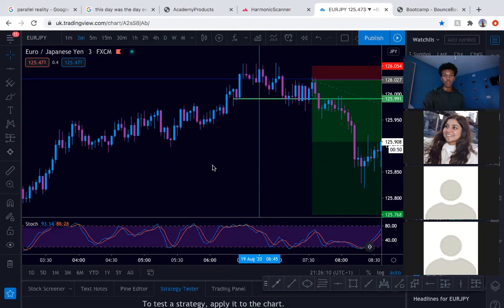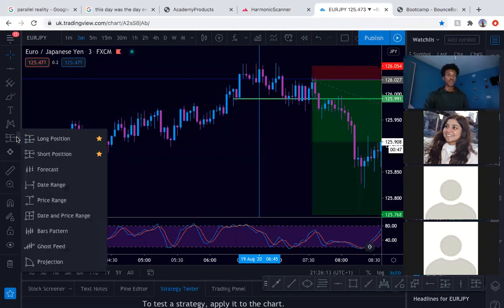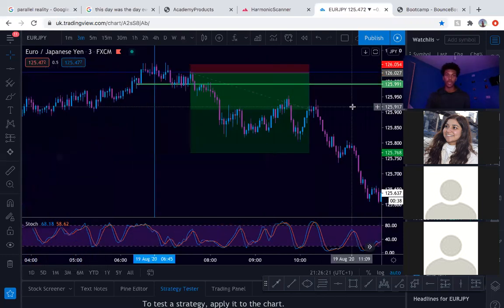How do you get that red and green risk reward box? Okay, cool. Simply, as you come right here, if you're going for a sell, you're looking for a short position. If you're going for a buy, you're looking for a long position. You press those and it will come up. You can put your stop loss and take profit, all that kind of stuff, right?